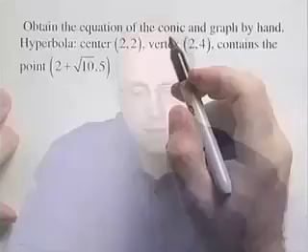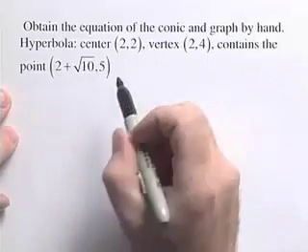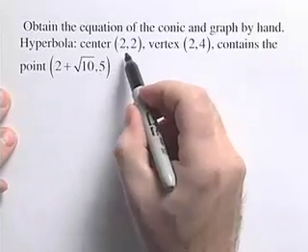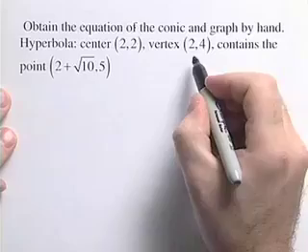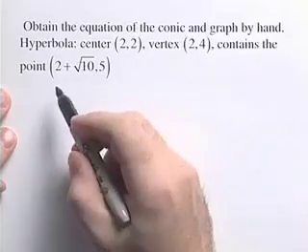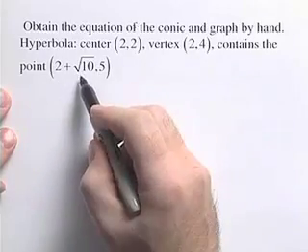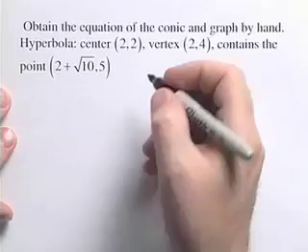Here we're asked to find the equation of our given hyperbola, and then we're going to graph the equation by hand. For this hyperbola, we're told that the center is at the point (2, 2), the vertex is at the point (2, 4), and the graph will contain the point (2 plus the square root of 10, 5).